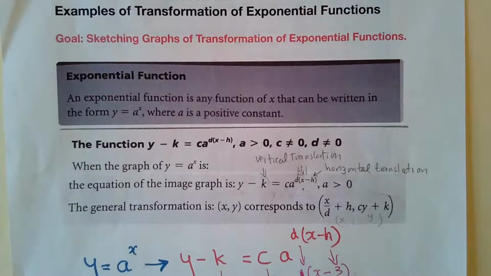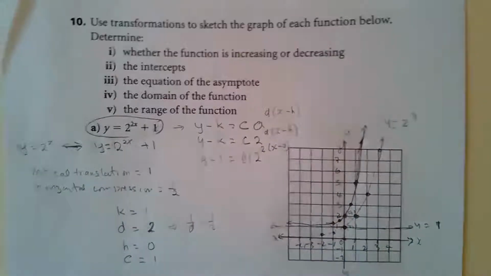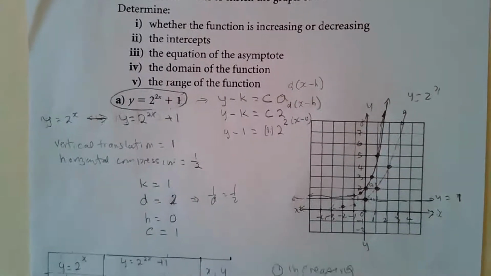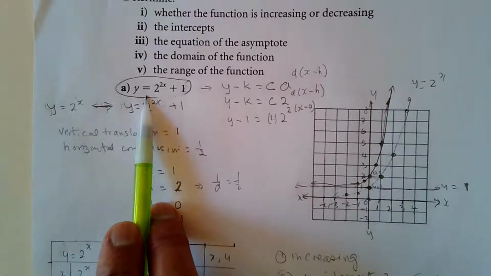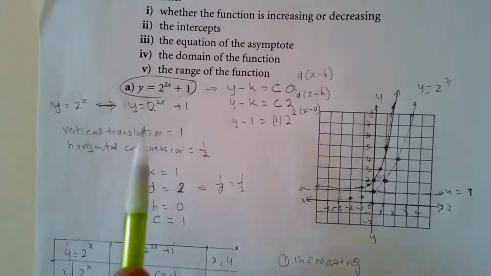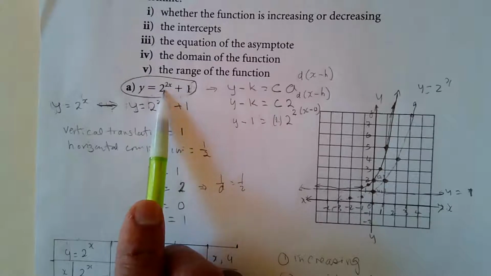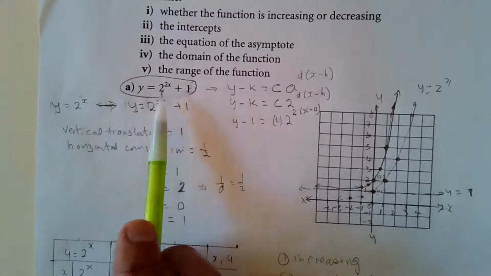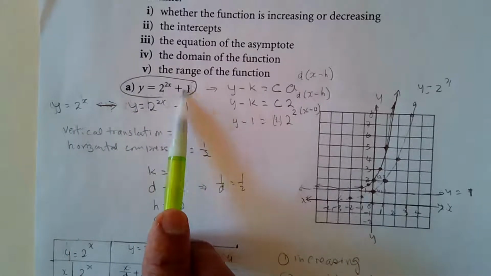And one of the questions we did yesterday was question 10. I just want to recap what we did in question 10. When I ask you to sketch the transformation of a function, we go back to the original a to the x graph or function from this transform. And we can find that by stripping away any transformation from it.